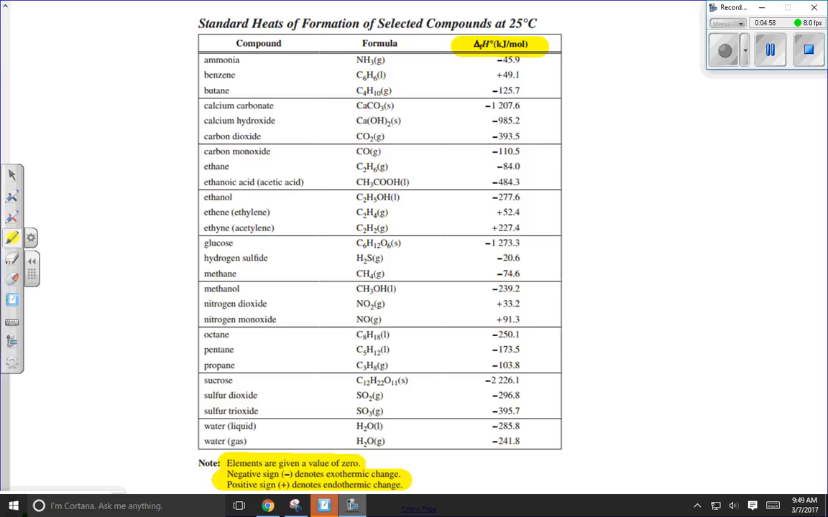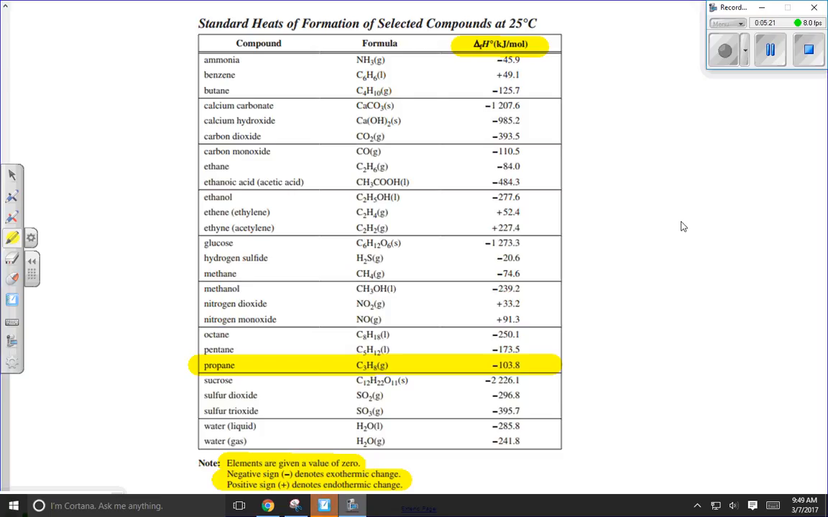We can ignore it in our calculation, and that's a good thing. We don't have to worry about that. Now, doing this problem, I can see propane right here. Propane is negative 103.8 kilojoules per mole. I know it's kind of small, it's hard to read there, but negative 103.8 kilojoules per mole. We're going to need that number for our calculation.